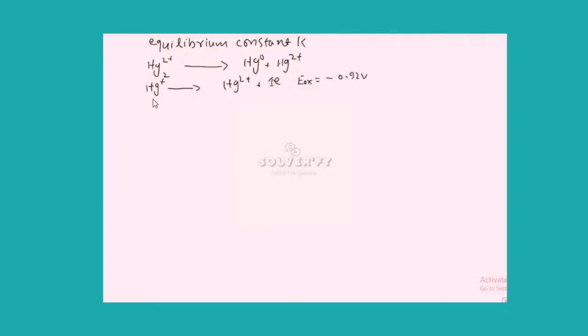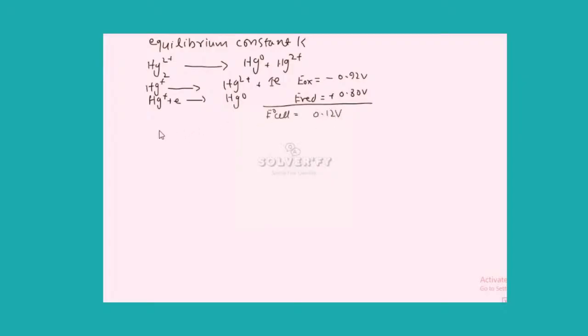0.92 volt. On the other hand, the Hg+ gains an electron to the Hg0 oxidation state, so the E reduction is equal to plus 0.80 volt. Adding the two half cell potentials, we get E naught of the cell, which is equal to E oxidation plus E reduction, so the sum of the two values is equal to 0.12 volt.